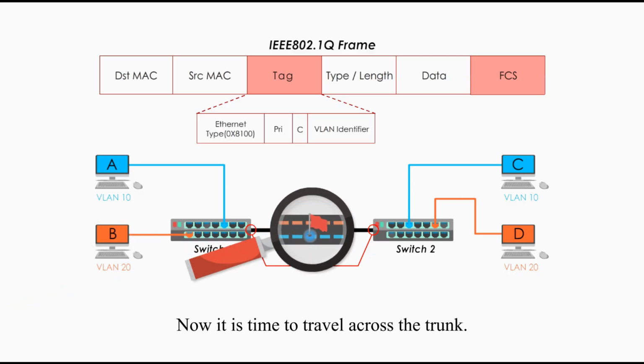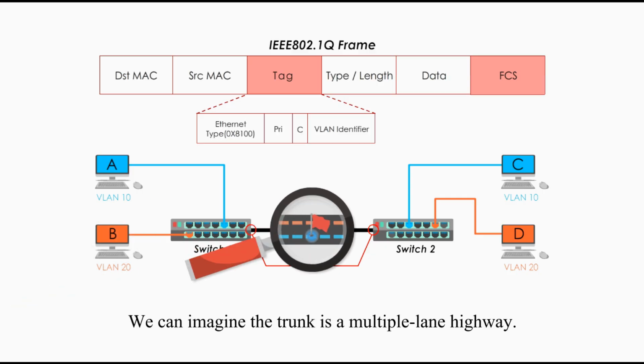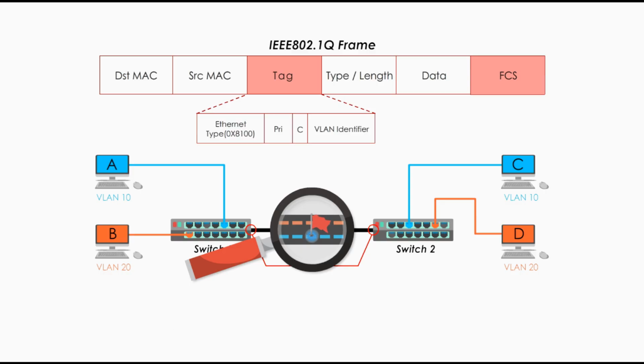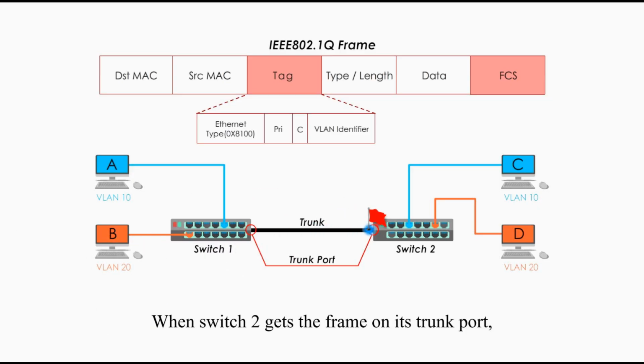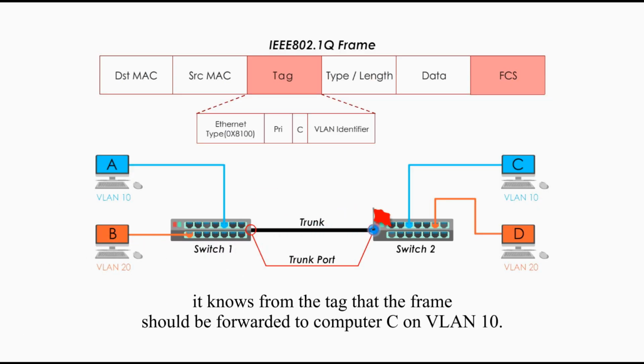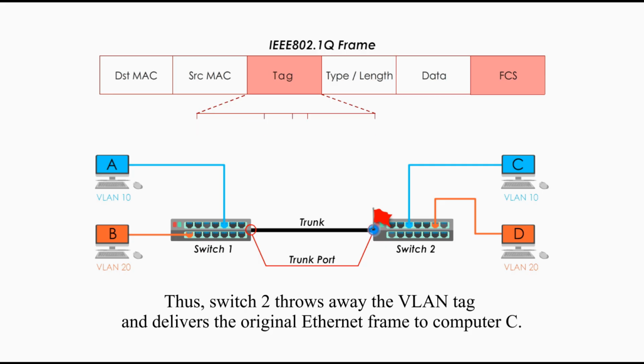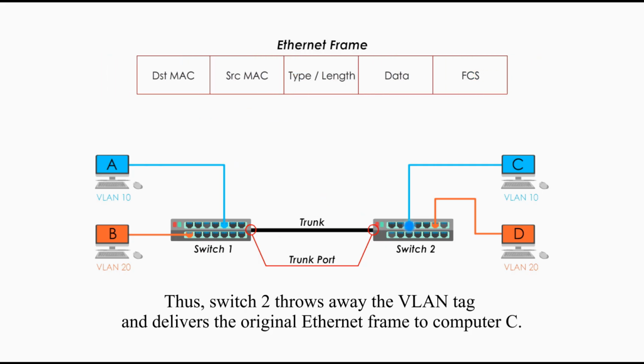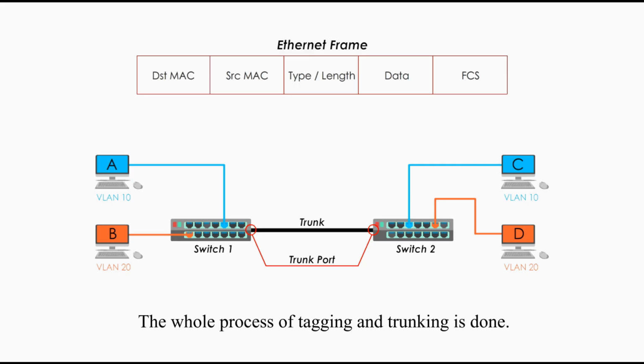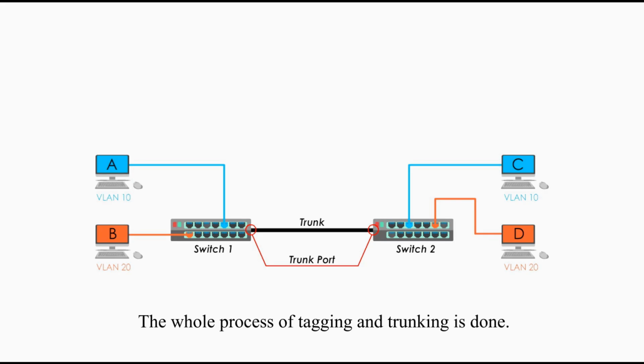Now it is time to travel across the trunk. We can imagine the trunk is a multi-lane highway. Each lane is for each different VLAN traffic. When switch 2 gets the frame on its trunk port, it knows from the tag that the frame should be forwarded to computer C on VLAN 10. Remember, an access port expects untagged frames, thus switch 2 throws away the VLAN tag and delivers the original Ethernet frame to computer C. The whole process of tagging and trunking is done.